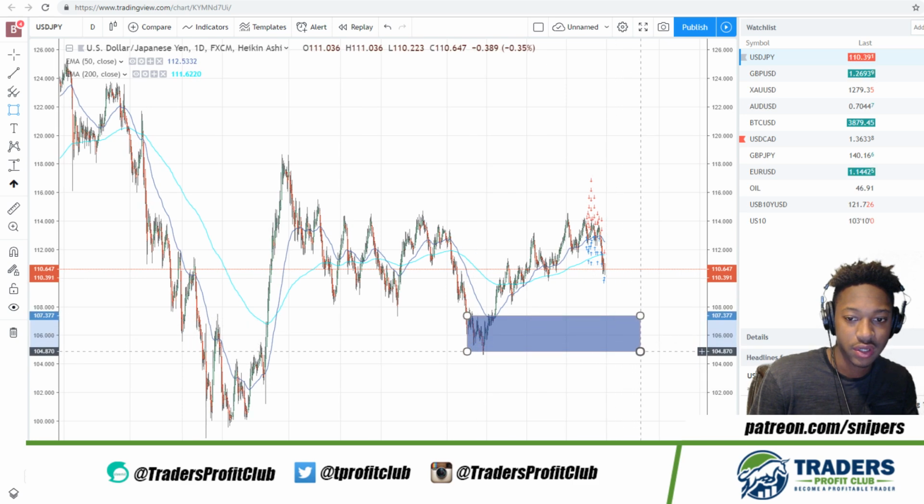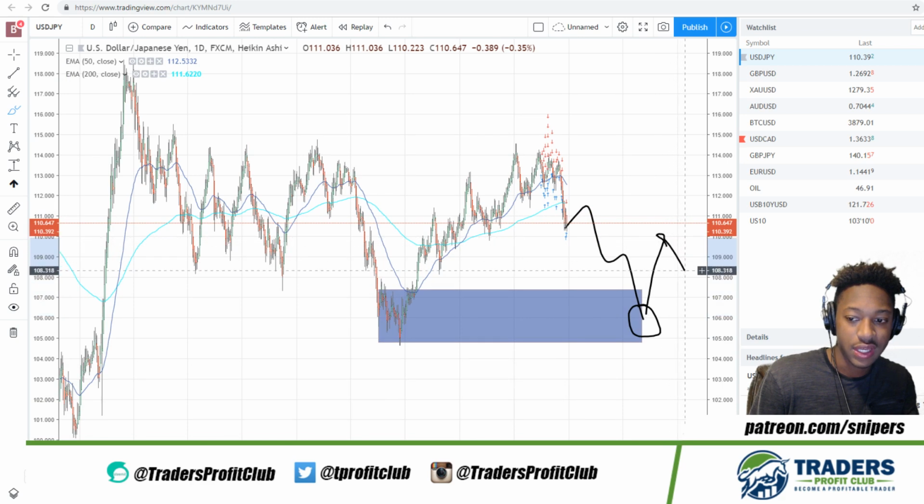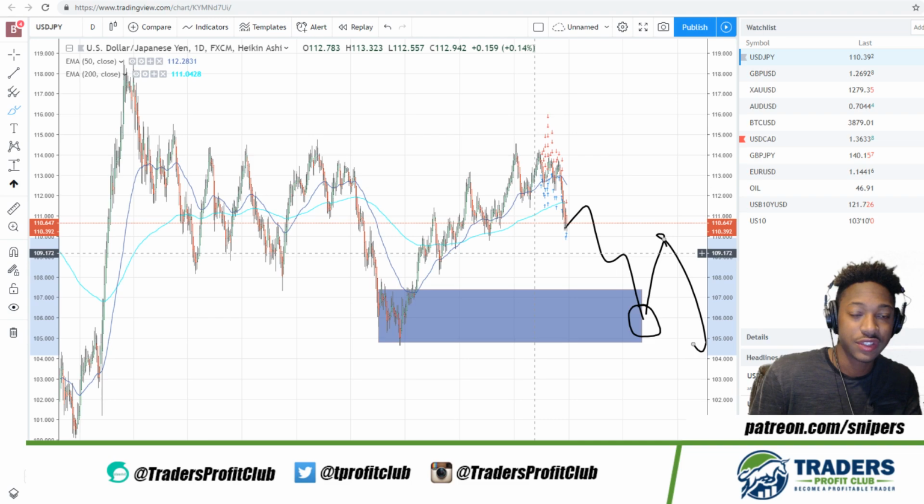So if you see price right here, and if price is validated and it comes down into this area, then we now can use this area as a support line to draw our bullish breakout, and then after we see that continuation, go to the downside. So that's where my analysis for the US dollar.